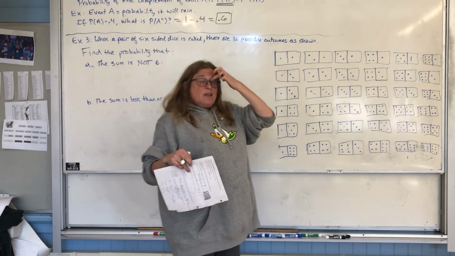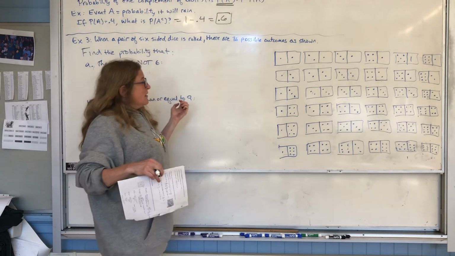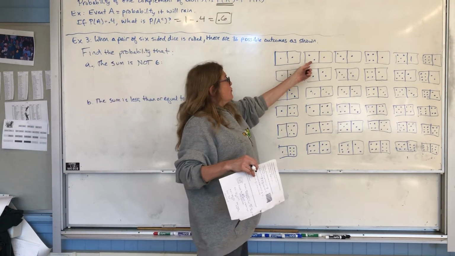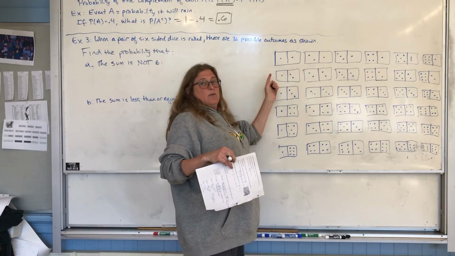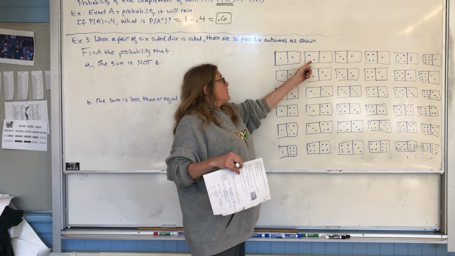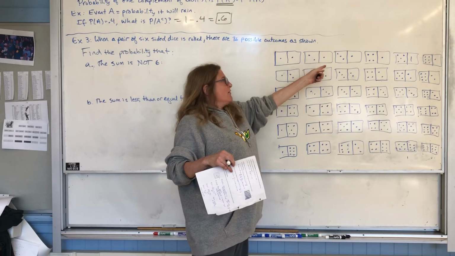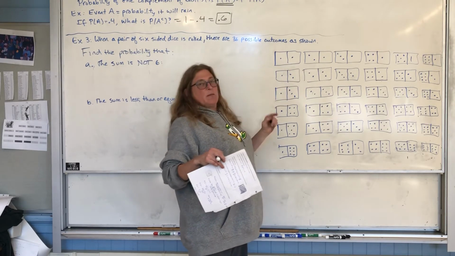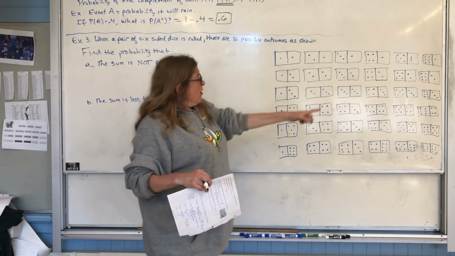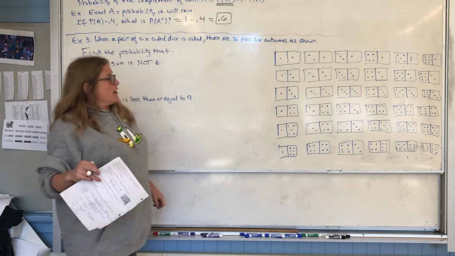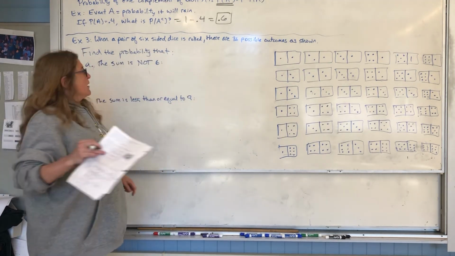So take a look at that and see, right? The outcome 2, 1 is different than the outcome 1, 2, because in this situation the 2 was rolled first and the 2 was the first die and the 1 was the second die. Here it's opposite. So these are all the possible outcomes you can get when you roll a pair of dice.